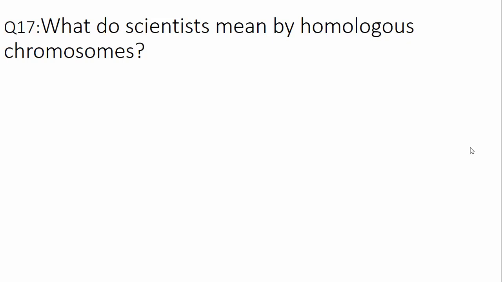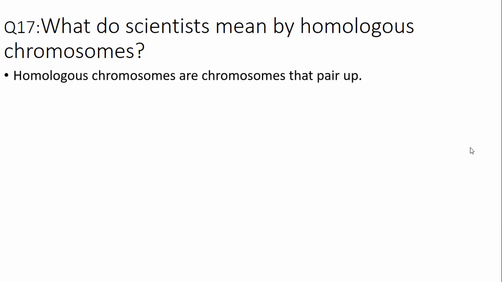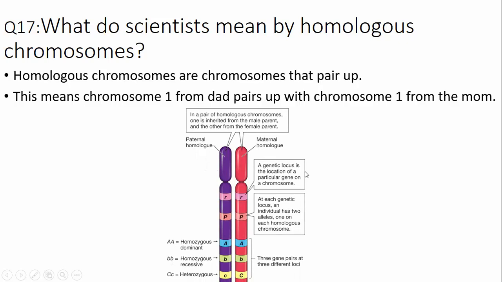17, what do scientists mean by homologous chromosomes? For some reason, students always struggle with this, and it's not too difficult to understand. Homologous chromosomes are chromosomes that pair up. For example, this means chromosome 1 from dad pairs up with chromosome 1 from the mom. Here we have homo. It means the same. Chromosome 1 is going to pair up with this same chromosome from the other parent, chromosome 1. So here we have some homologous chromosomes.